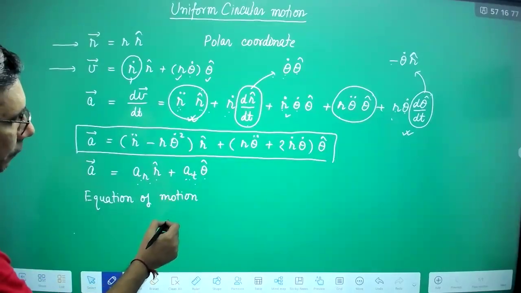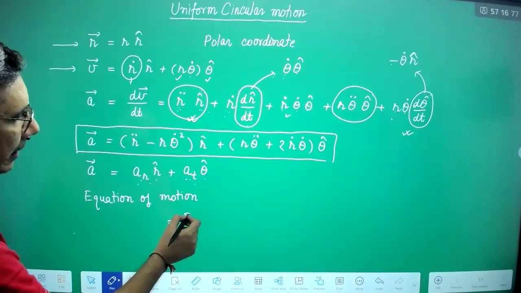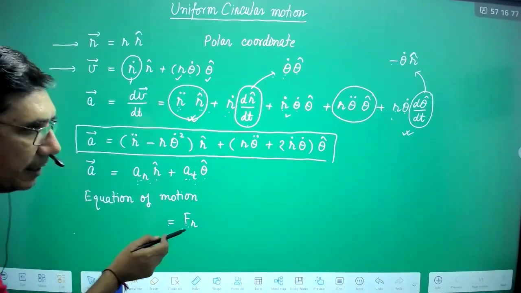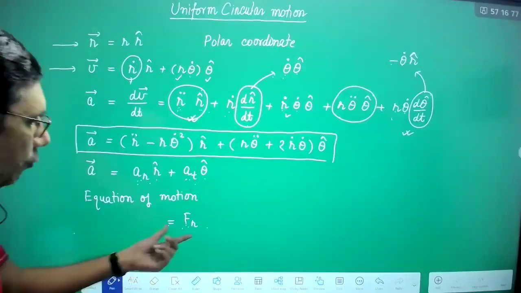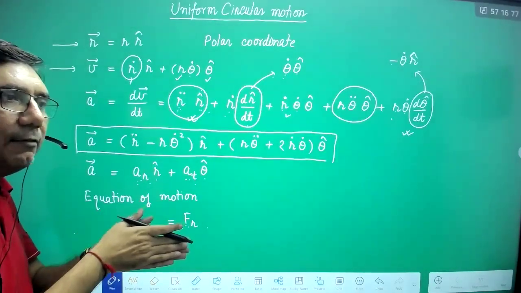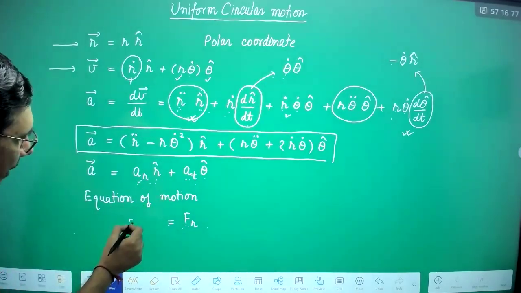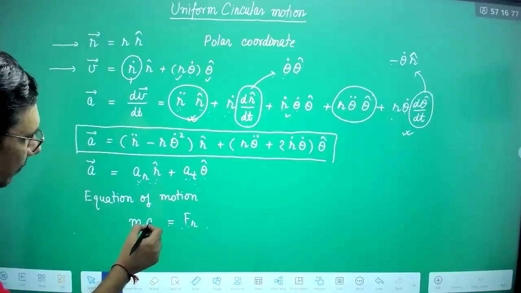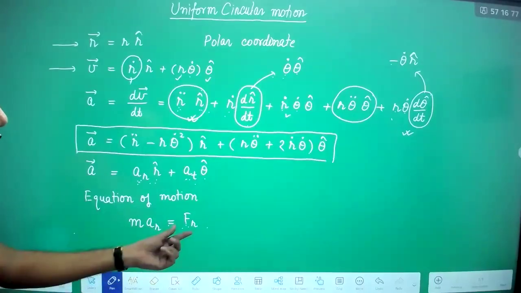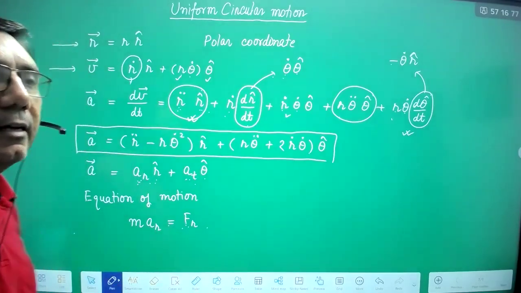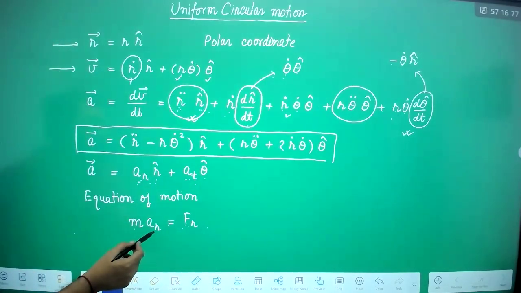So if there is a force acting in the radial direction, Fr, then this Fr will be responsible for the acceleration in the radial direction. So a force in the radial direction is a cause, and its effect will be the acceleration in the radial direction. So this will be M AR. This Fr is the cause, the force in the radial direction. It will cause an acceleration in the radial direction. So that will be M AR.